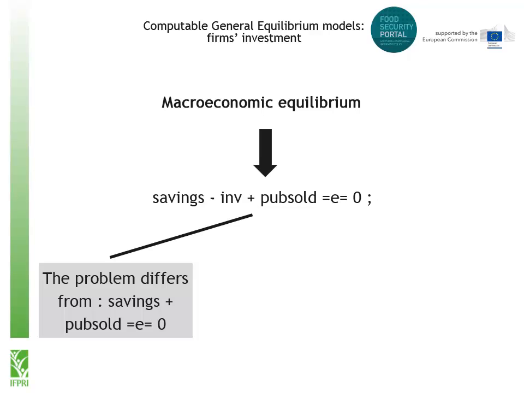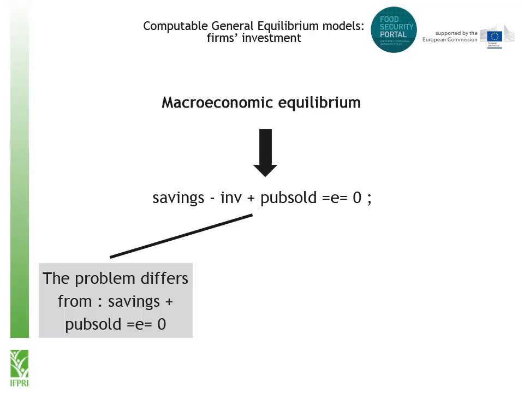So it looks like the new condition is very similar to the previous condition, but in fact it differs a lot. So think about the previous condition, savings plus pub sold is equal to 0. So we know that savings is determined in another equation, which is savings is equal to disposable income times marginal propensity to save. So this equation, savings plus pub sold equals 0, determines pub sold.